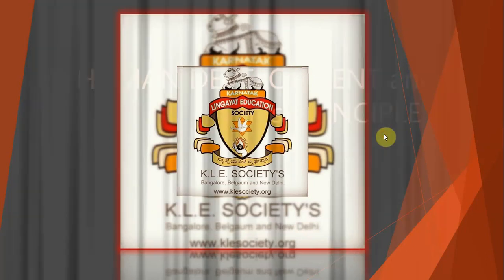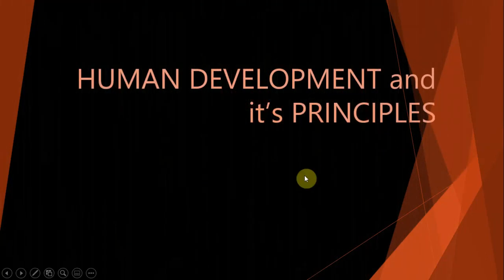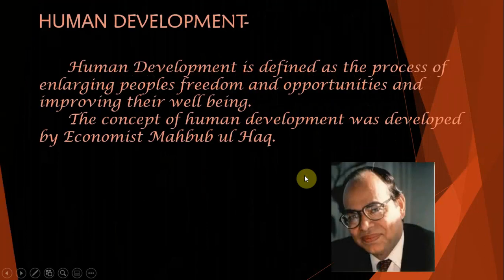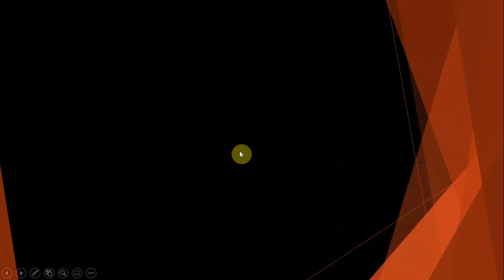So today let's discuss the topic called human development and its principles. First, let's see what human development is. Human development is defined as the process of enlarging people's freedom and opportunities and improving their well-being. The concept of human development was developed by economist Mehboob ul Haq. Mehboob ul Haq was from Pakistan. Let's see the definitions.